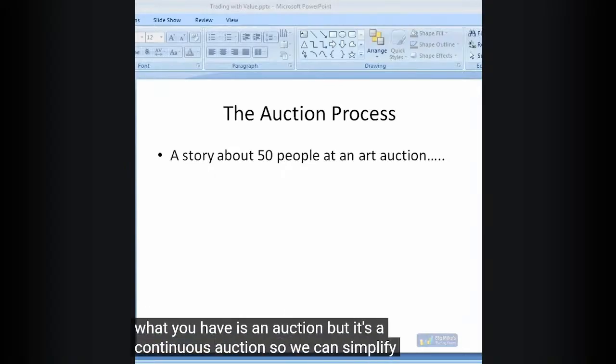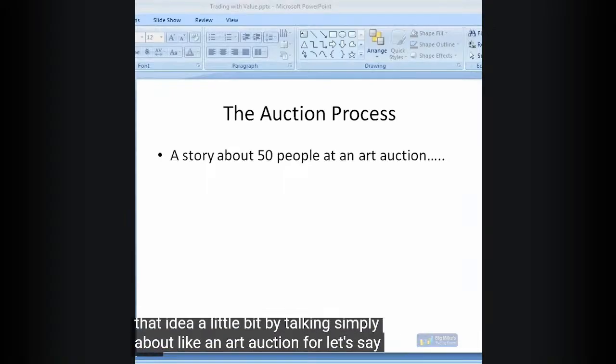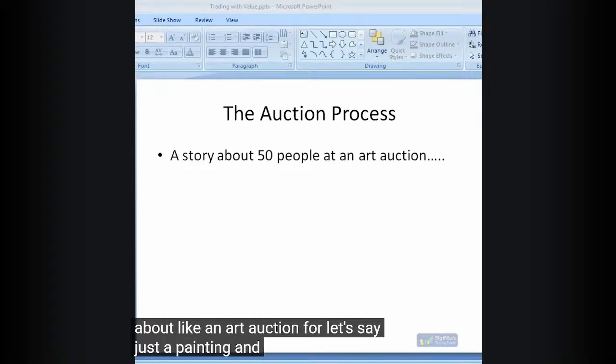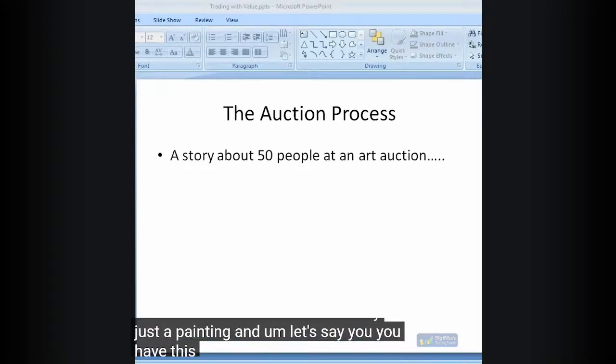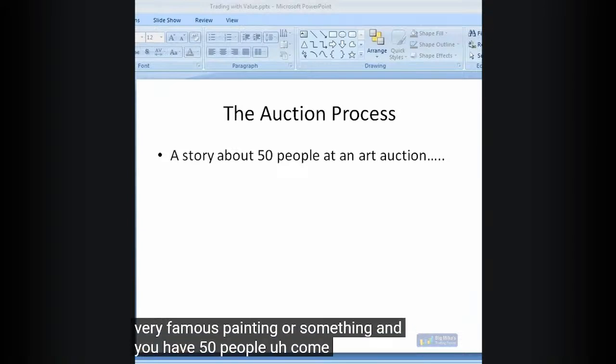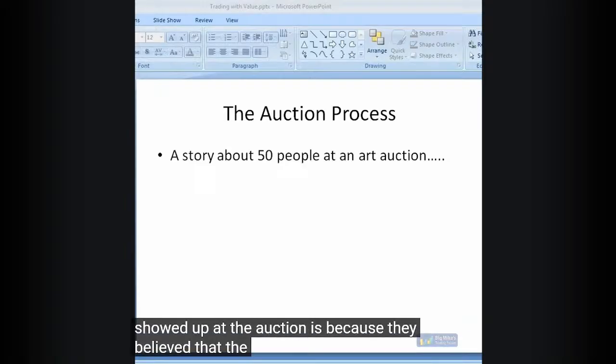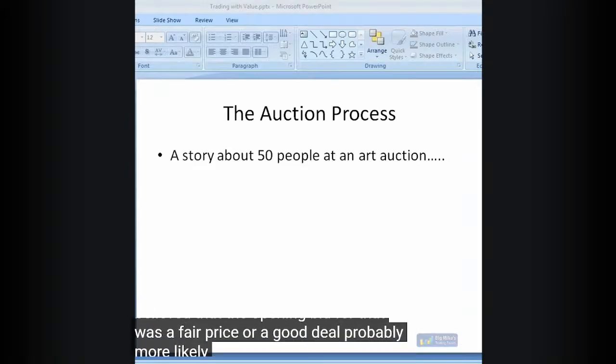So we can simplify that idea a little bit by talking simply about an art auction for, let's say, just a painting. Let's say you have this painting for sale, and it's a very famous painting, and you have 50 people come into the auction. The reason these 50 people showed up is because they believed that the opening bid was a fair price or, more likely, a good deal.